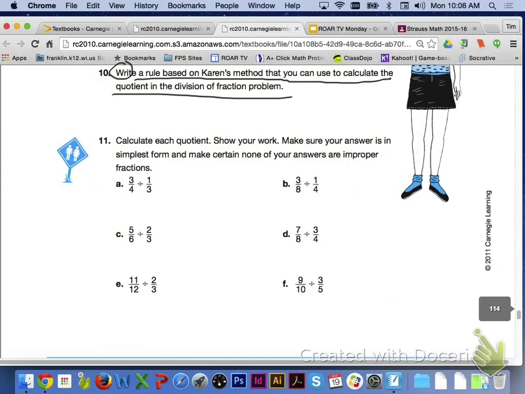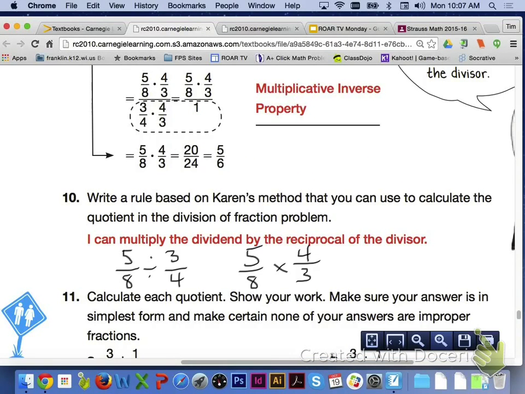Number 10 tells us now, after we looked at Karen's method, let's write a rule based off of her method that we can now use in order to calculate the quotient in the division of a fraction problem. The rule for number 10 is that you can multiply the dividend by the reciprocal of the divisor. So if we look first at the initial problem that we had, 5/8 divided by 3/4, dividing is the same as multiplying by the reciprocal.